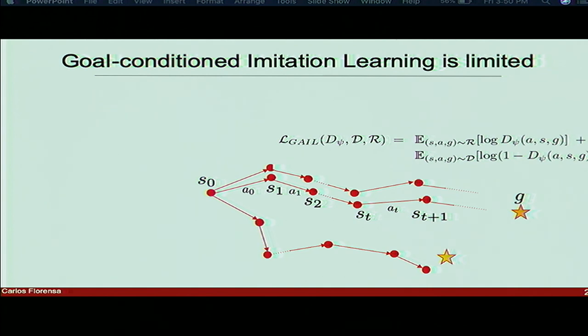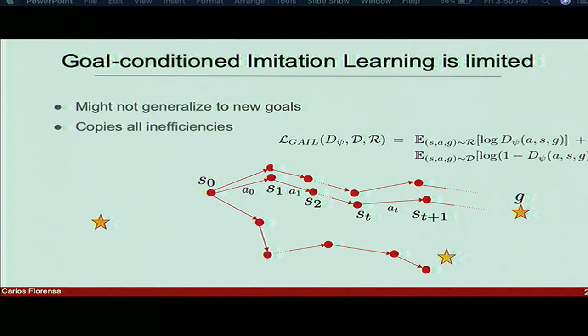But still, this paradigm that only uses imitation learning is limited, because it might not generalize to new goals. Imagine that now we're given a goal on the other side, and there was no demonstration going to that side. Furthermore, it copies all the inefficiencies, which, as I said at the beginning, is inevitable because we want to use suboptimal demonstrations.